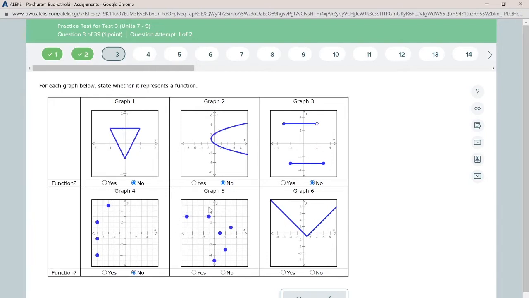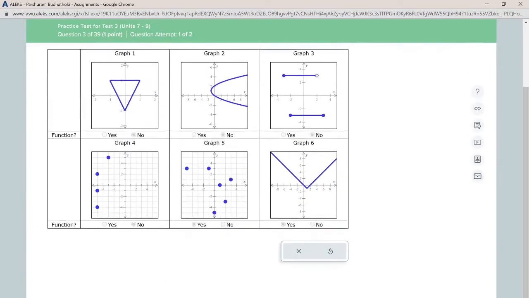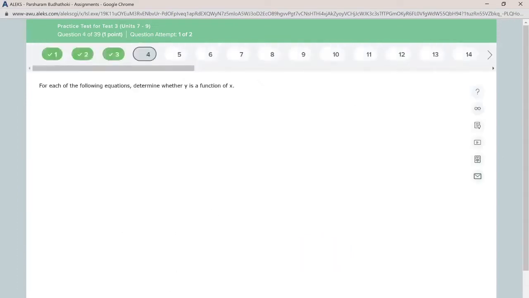Here for each point, if you draw a vertical line, there will be no 2 points on the same vertical line. Okay, that's why it's a function. Same goes here, it's a function because there is no vertical line you can draw which crosses 2 points on this graph. Okay, let's go to the next question.